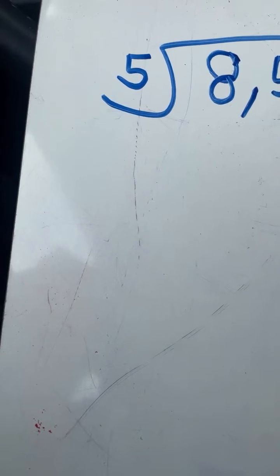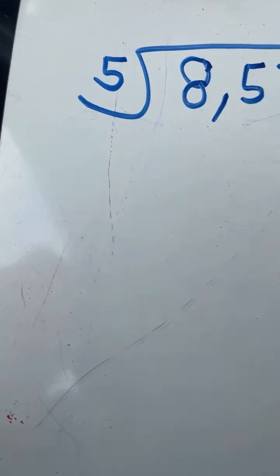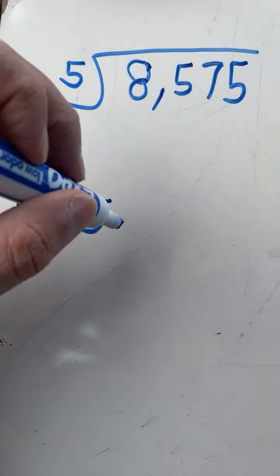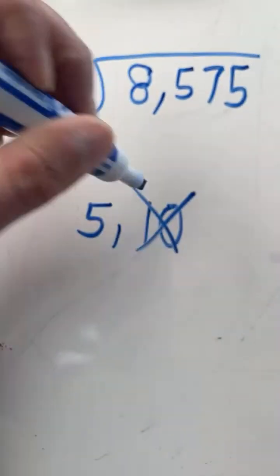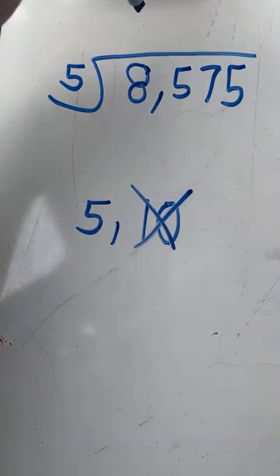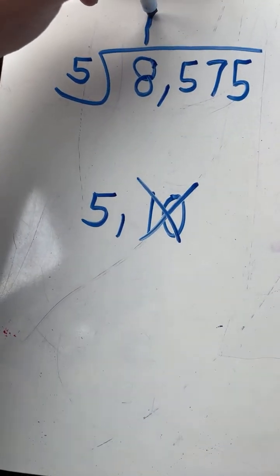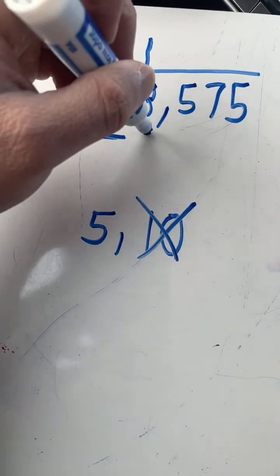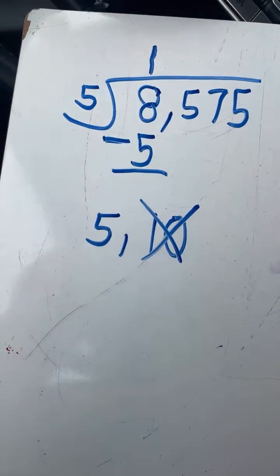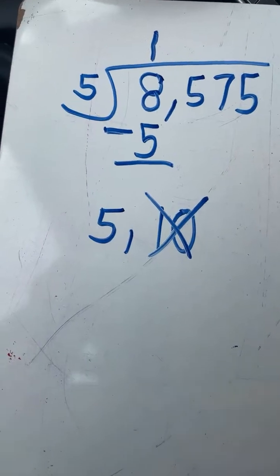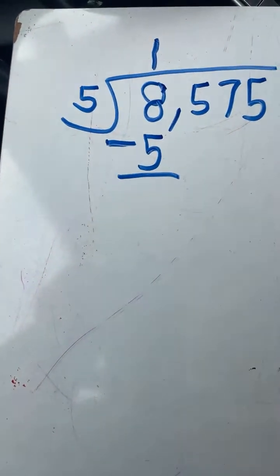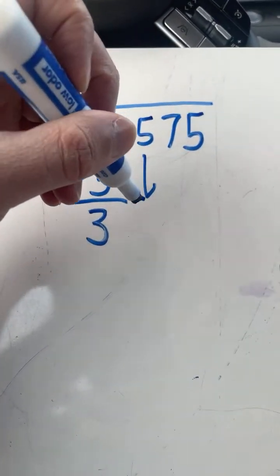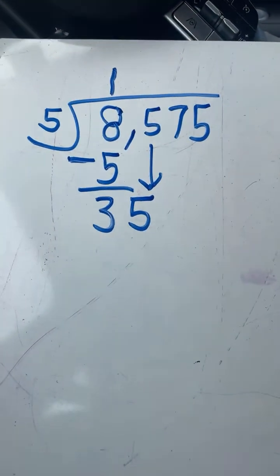8 divided by 5. We got to figure out how many groups of 5 go into 8. So counting by 5s, 5, that's one group of 5. 10, we're already too far. We've already passed 8. But I was able to get one full group of 5 within 8. So we're going to do 8 minus 5, since 5 was as close as we could get without going over. 8 minus 5 equals 3. We have a remainder of 3. We're going to bring down the 5, and that 3 is going to become 35.